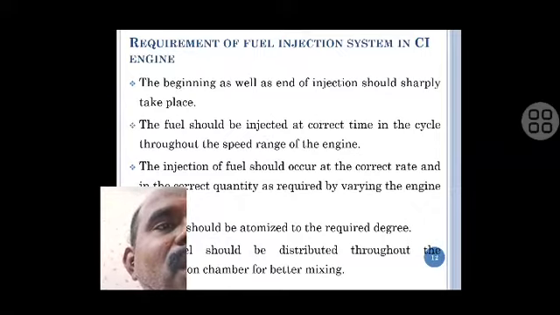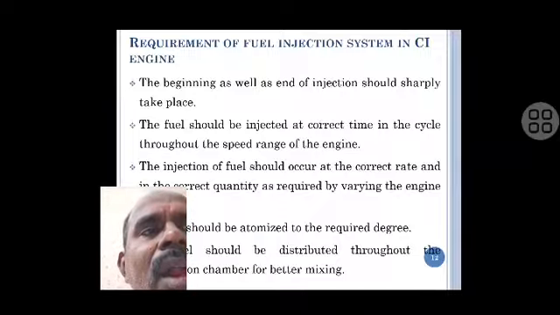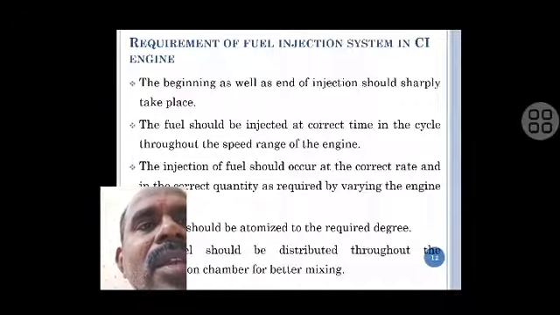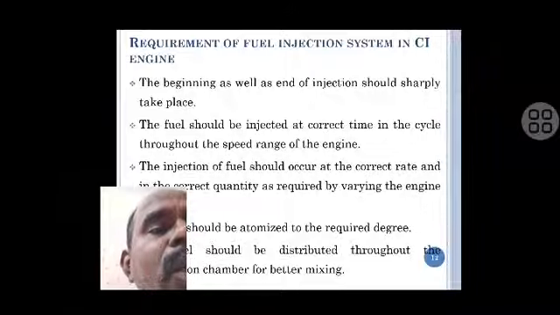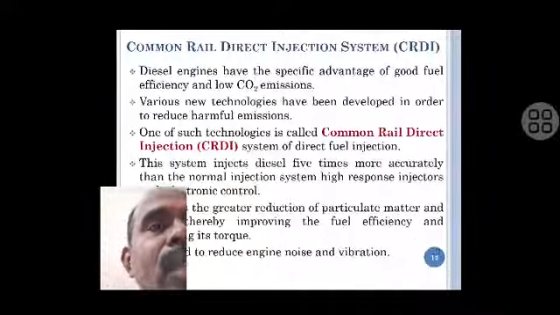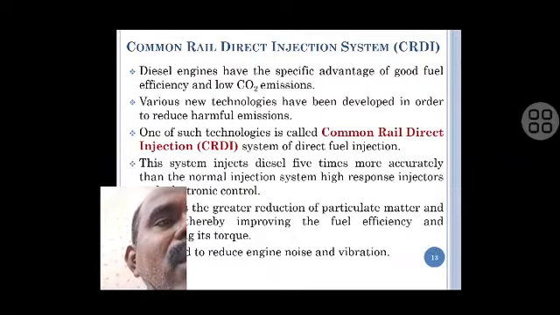Requirements of the fuel injection system in CI engines. The beginning as well as the end of the injection should take place sharply. The fuel should be injected at the correct time in the cycle throughout the speed range of the engine. The injection of the fuel should occur at the correct rate and in the correct quantity as required by the varying engine speed. The fuel should be atomized to the required degree and distributed throughout the chamber for better mixing.